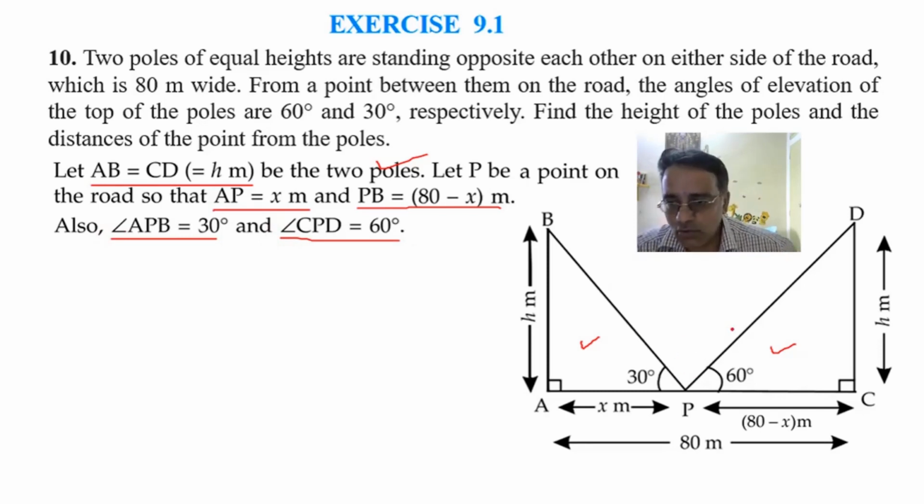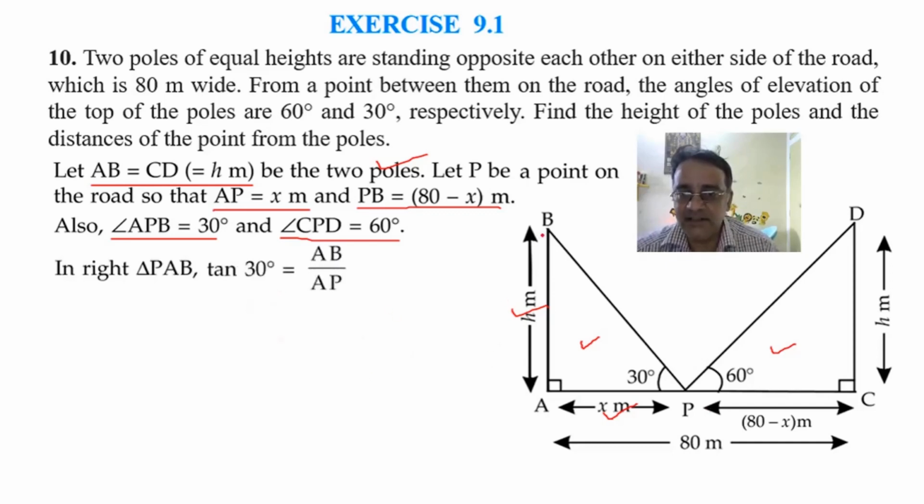Now see, दोनों right triangle में हम लोग concentrate करेंगे opposite और adjacent पे. So which trigonometric ratio belongs to opposite and adjacent? Tan. Right. So in right triangle PAB, tan 30 degrees equals to AB upon AP. So AB is h meter and AP is x meter. And what is the value of tan 30 degree? 1 by root 3. Very good. So 1 by root 3 is equals to h upon x.